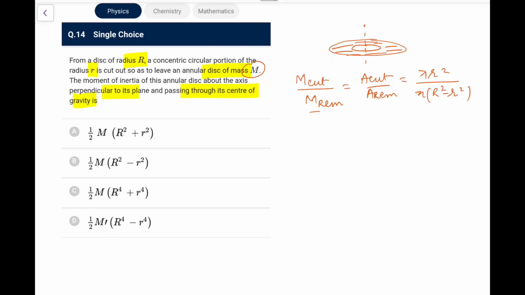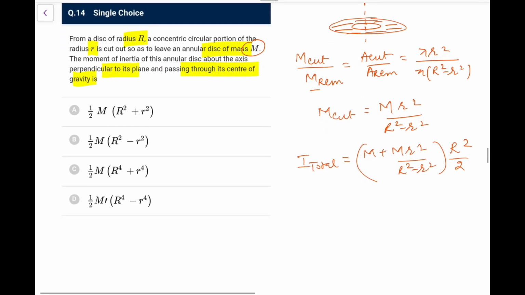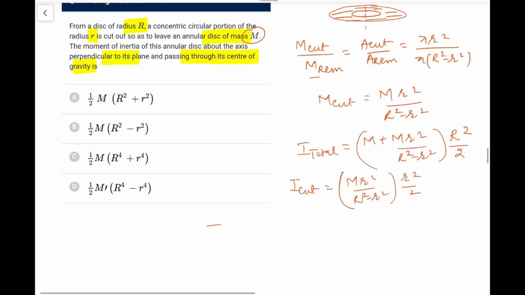And this is given as capital M, so the cut section has a mass equal to M r square upon R square minus r square. So the total moment of inertia of the complete section would be total mass, which is M plus M cut, which would be M R square upon R square minus r square into R square by 2, that is for sure. Now what is the moment of inertia of the cut section? The cut section itself is a disk, by symmetry it will be m r square by 2, its mass is M r square upon R square minus r square into its radius r square by 2. So the required one is the difference of these two.